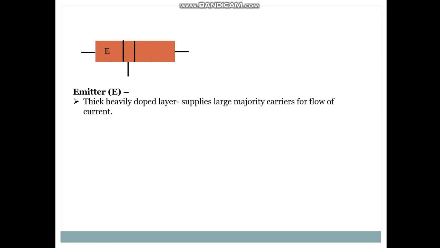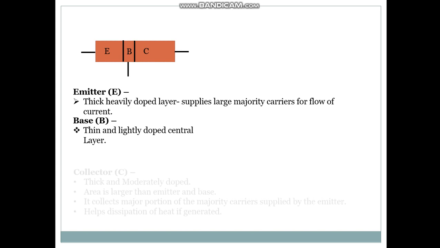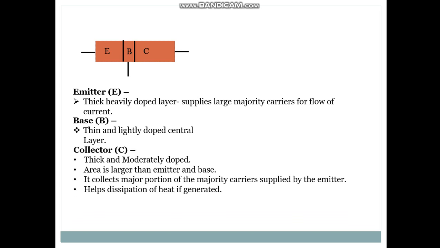Now, the emitter is a thick, heavily doped layer. It supplies a large majority of carriers for the flow of current. The base is a thin and lightly doped central layer. The collector is thick and moderately doped. Its area is larger than the emitter and base. It collects a major portion of the majority carriers supplied by the emitter. It helps dissipation of energy, heat energy if generated.